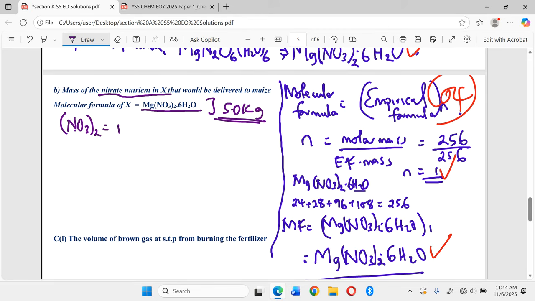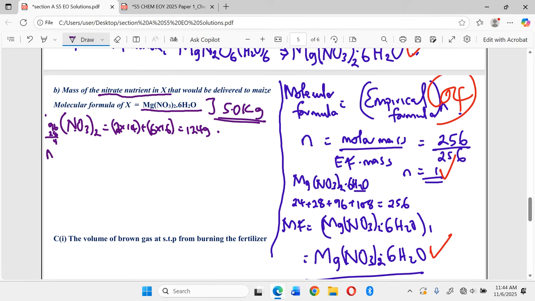So its mass becomes 2 times 14 plus 6 times 16. And what are we getting? For the nitrate, that is 6 times 16, 96. Then 96 plus 28 is 124 grams. But the total mass for this, we already know it as 256.